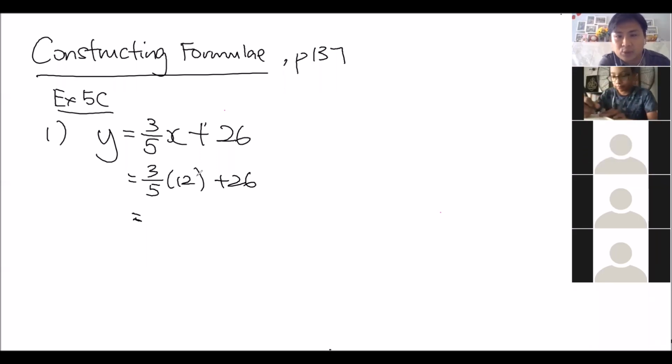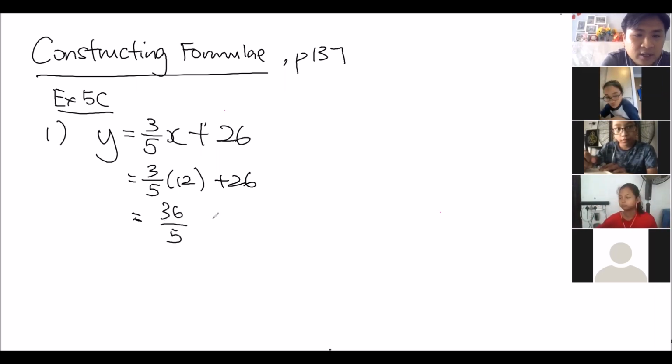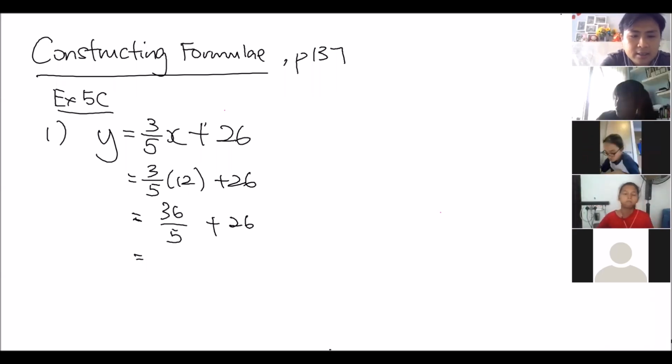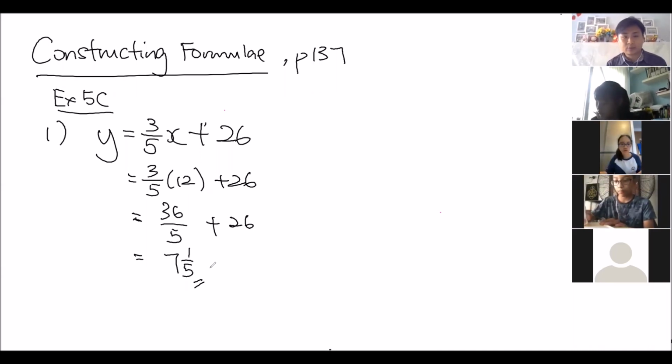So 3/5 times 12 is 36 over 5. So you get 36 over 5 plus 26. And this one you press your calculator again. 7 and 1/5. So this will be how you get the answer. Quite easy, right? Okay. We take a look at the second example.